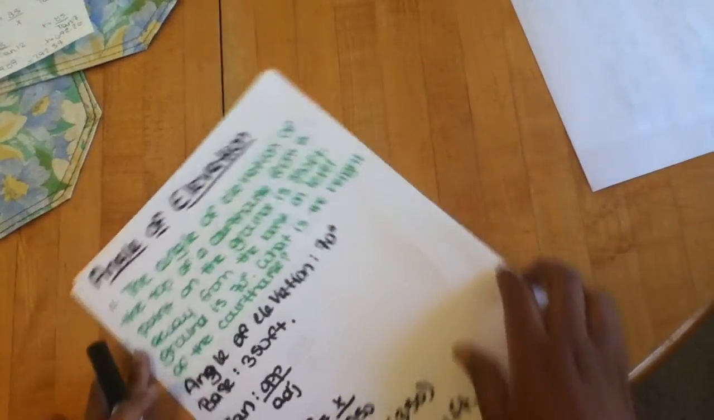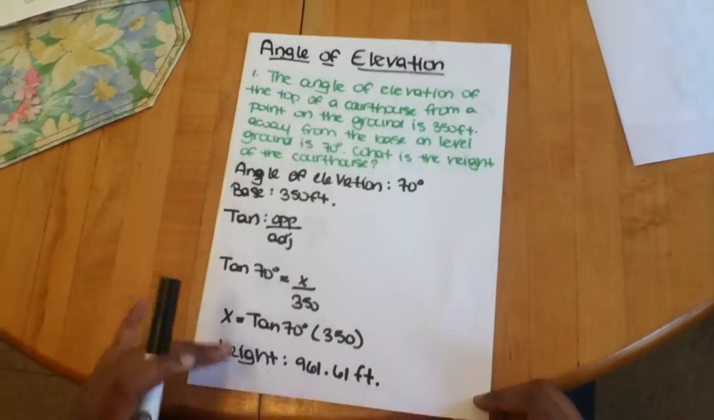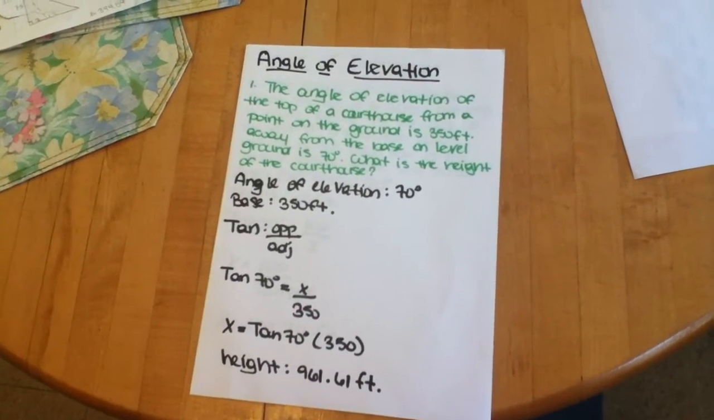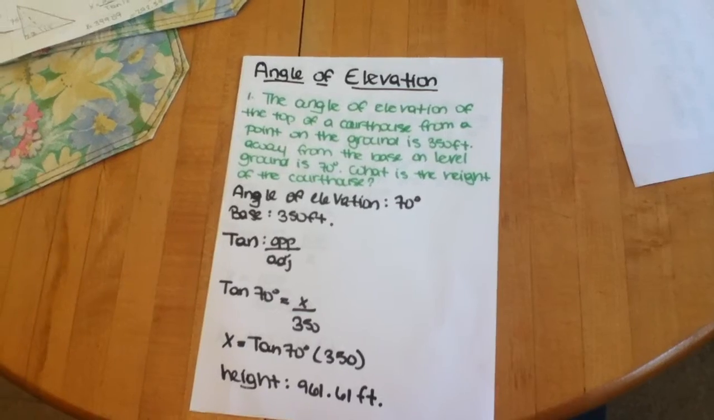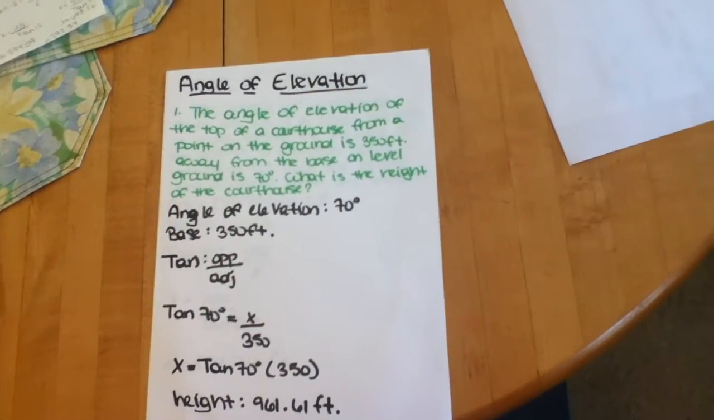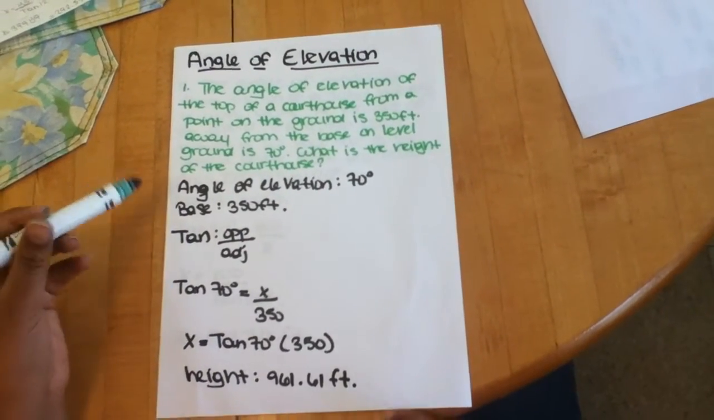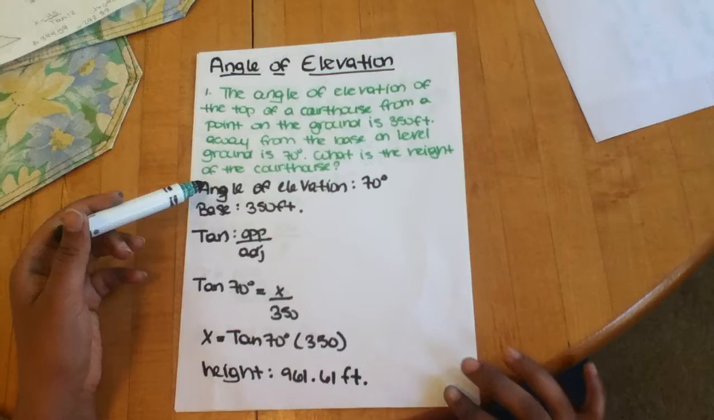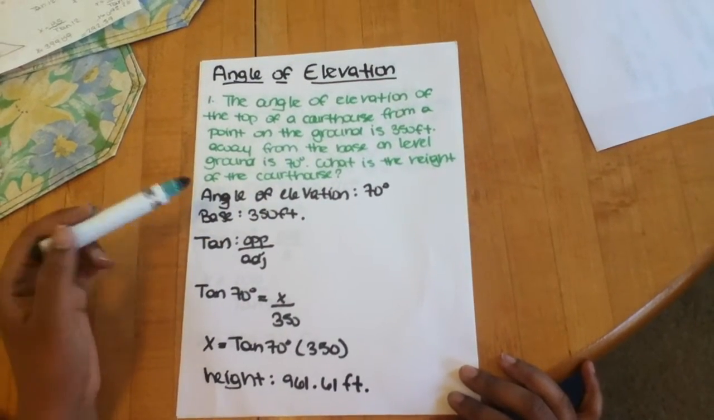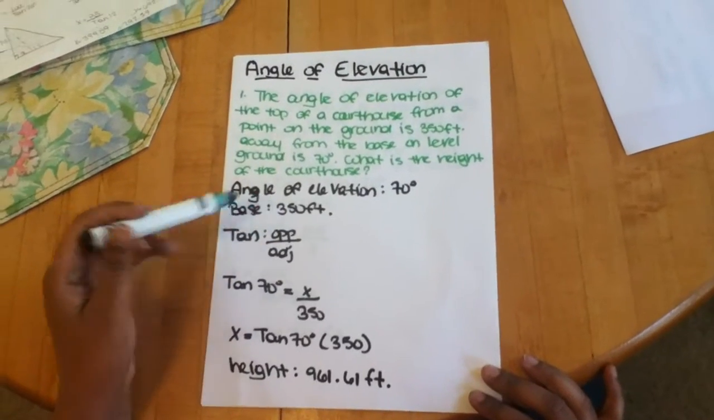Okay, so our first problem has to do with the angle of elevation. The angle of elevation of the top of a courthouse from a point on the ground 350 feet away from the base on level ground is 70 degrees. What is the height of the courthouse? Okay, so this is the given information that they gave us. The angle of elevation is 70 degrees and the distance from the base of the courthouse is 350 feet.